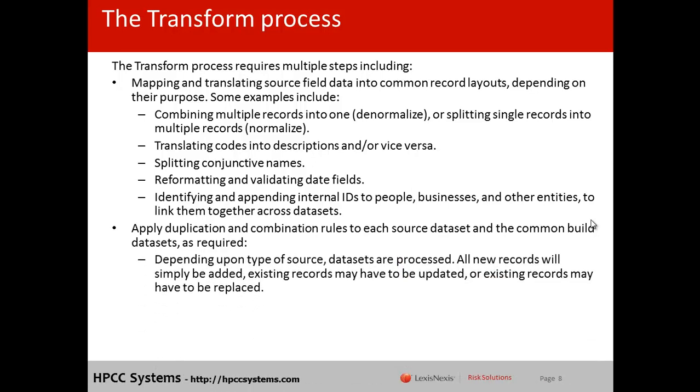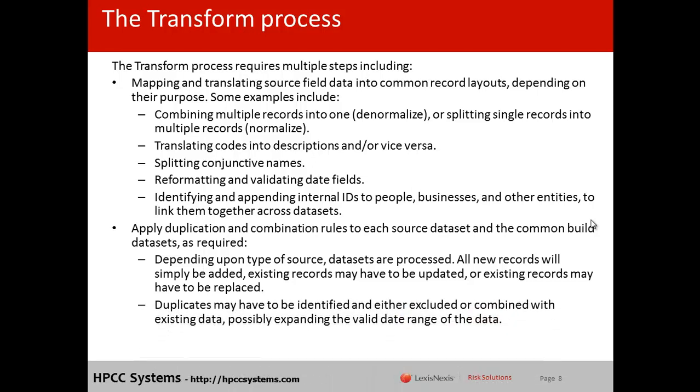Depending upon the type of source, data sets are processed. All new records will simply be added, existing records may have to be updated, or existing records may even have to be replaced. Duplicates may have to be identified and either excluded or combined with existing data, possibly expanding the valid date range of that data. And finally, linking records to each other is part of the transform process, if applicable, providing timelines of activity or status.